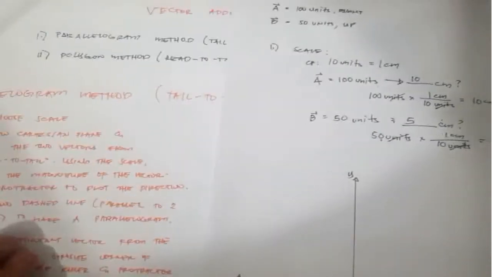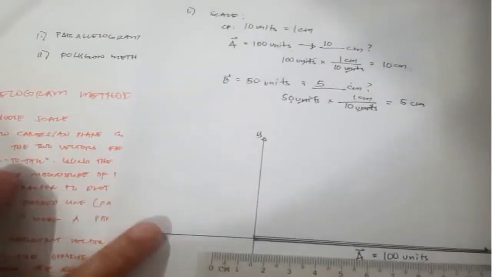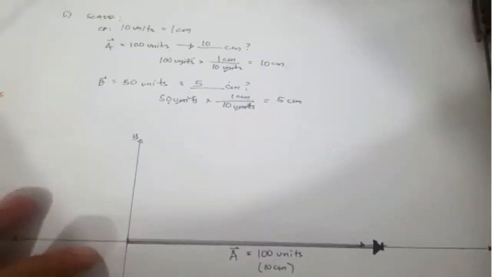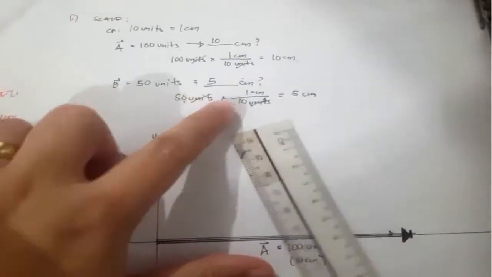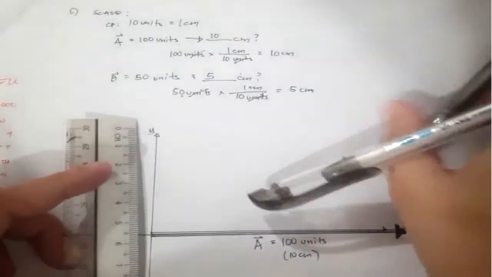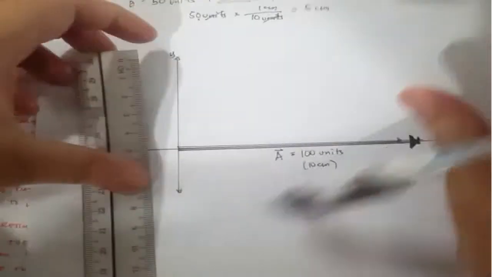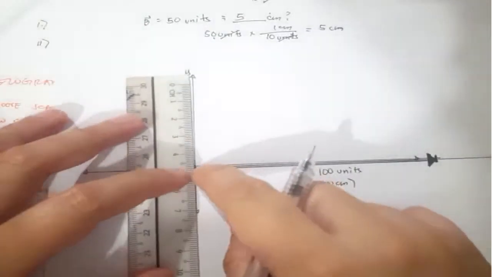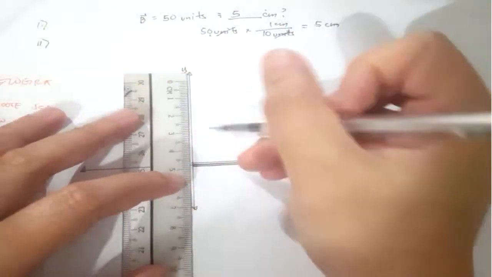And then let's plot our vector B, which is 50 units or 5 cm. What is the direction of our vector B? Upward. So again, from the origin, you need to draw 5 cm upward. This is my 5.